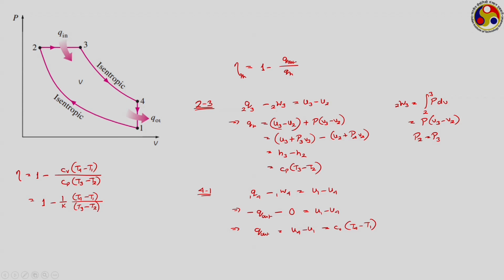Now, we have to evaluate each of these temperatures. So, let us try to analyze each of the processes one by one. Now, 1 to 2 is an isentropic process. So, for an isentropic process, we have already seen that we can write T2 equal to T1 into r to the power k minus 1.